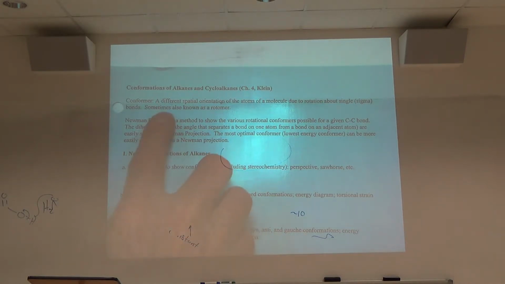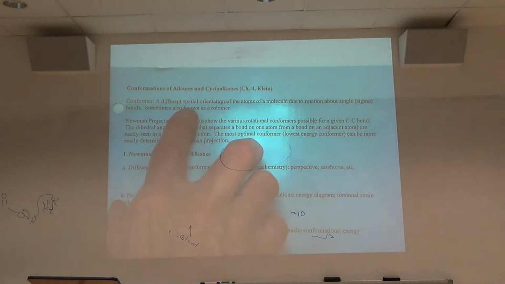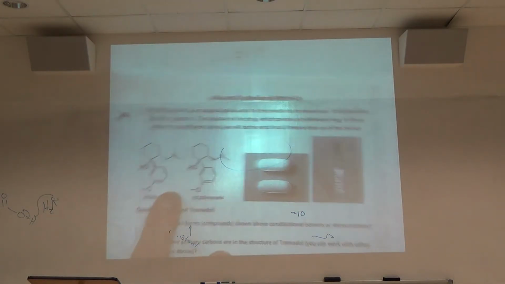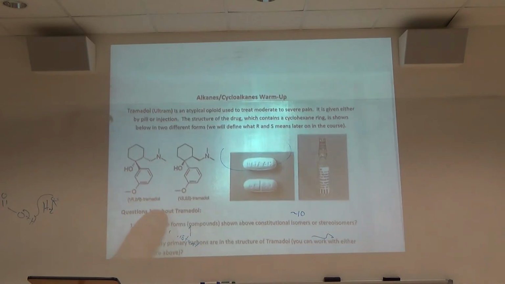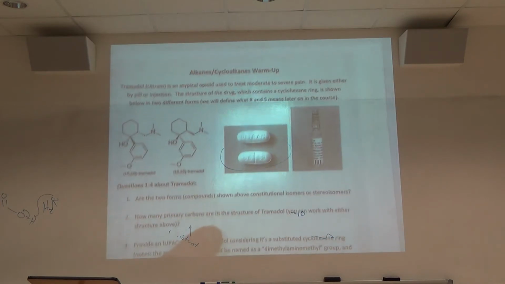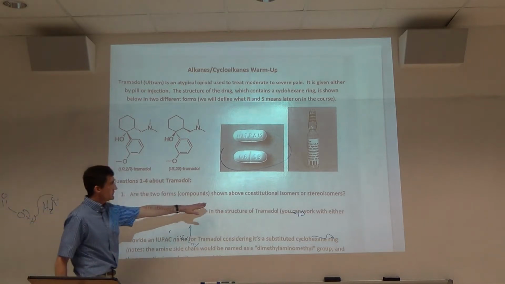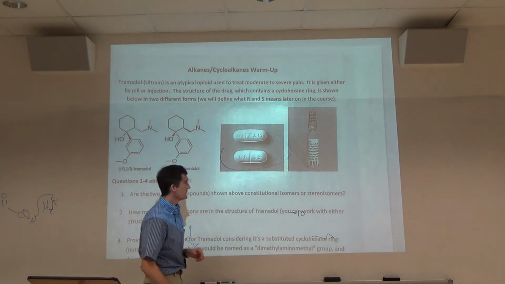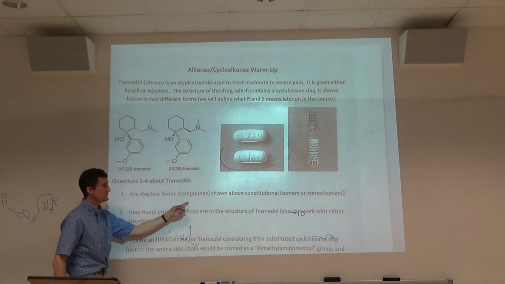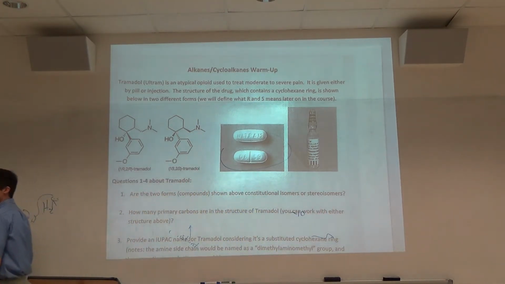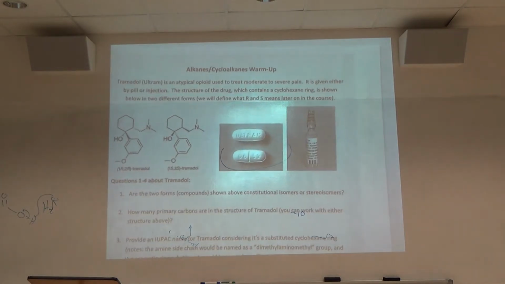Okay, alkanes. Got an outline here: conformers, Newman projections. Let's see where we're at. Got some warm-ups here. We have things like constitutional isomers versus stereoisomers. We've already defined constitutional isomers. We'll further define stereoisomers here. And then we'll do a lot more of that during test 2.